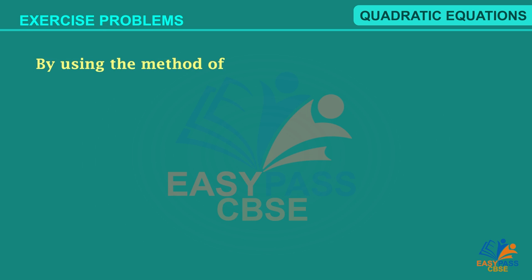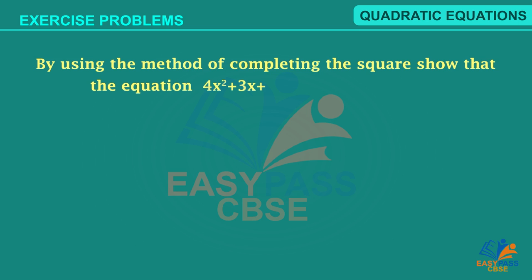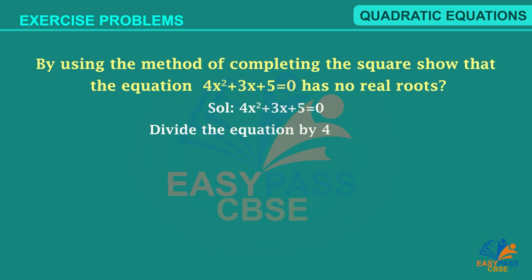By using the method of completing the square, show that the equation 4x square plus 3x plus 5 equals 0 has no real roots. So, first 4x square plus 3x plus 5 equals 0, dividing both sides by 4, x square plus 3 by 4x plus 5 by 4 equals 0. So, take 5 by 4 that side, x square plus 2 times of 3 by 8x is equal to minus 5 by 4. Yes, half of x coefficient is 3 by 8.